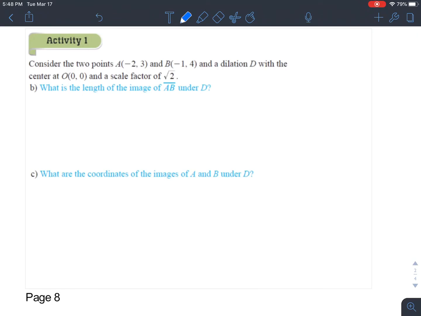All right, once again, we want to try to find the answer for B without using this scale factor, because again, the square root of 2 is not really pleasant to use. So if we want to find the length, I'm going to choose to do this with the Pythagorean theorem way. So we have to find where -2, 3 is. There's point A. And then where B is, 1, 4.